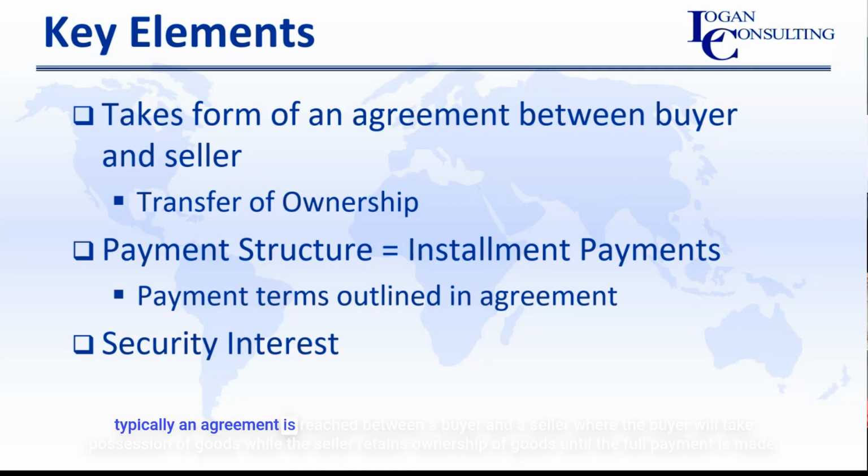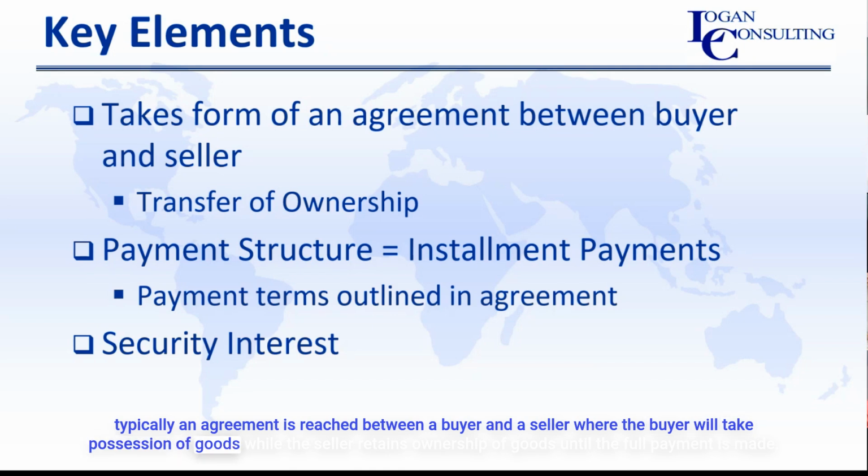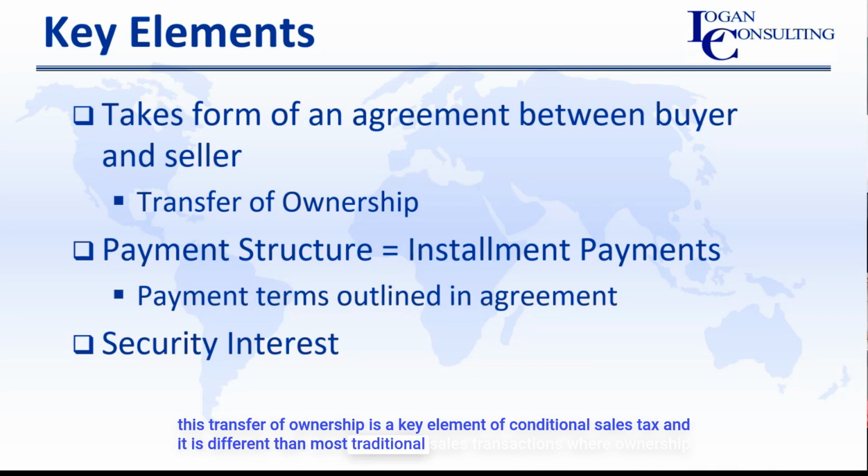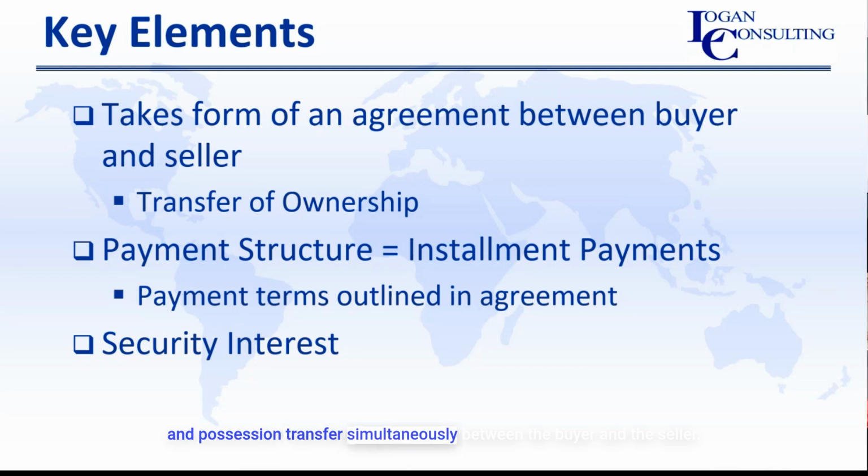Typically, an agreement is reached between a buyer and a seller, where the buyer will take possession of goods while the seller retains ownership of goods until the full payment is made. This transfer of ownership is a key element of conditional sales tax, and it is different than most traditional sales transactions where ownership and possession transfer simultaneously between the buyer and the seller. Conditional sales tax agreements are used by almost every modern business.